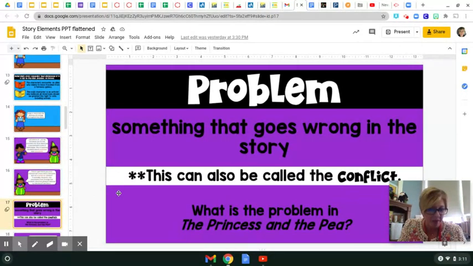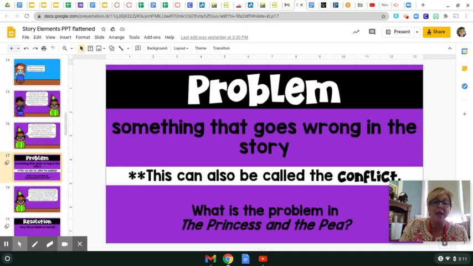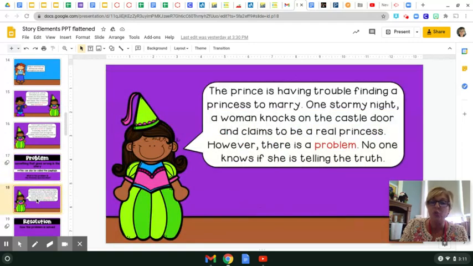So what was the problem in The Princess and the Pea? Well, if you've read or listened to that story, the princess needed to find a prince to marry. One night, a princess knocks on the door of a castle, claiming to be a real princess. But the problem is that we don't know if she's being truthful or not. They did not know if she was really a princess. That was the problem that arose in the course of that story.